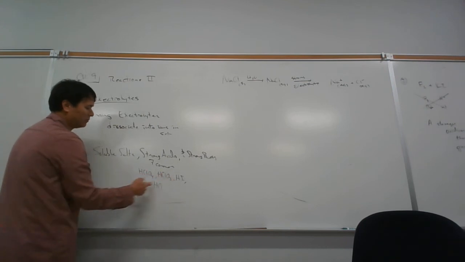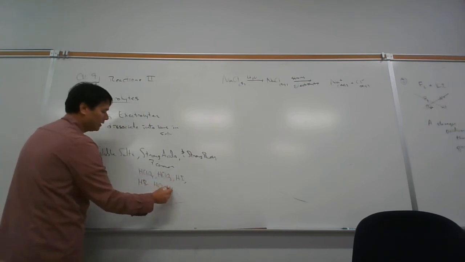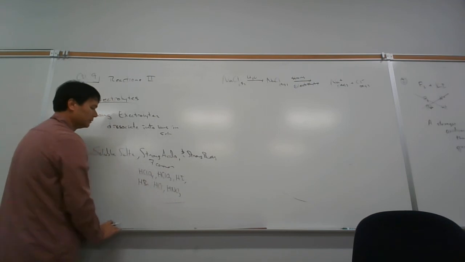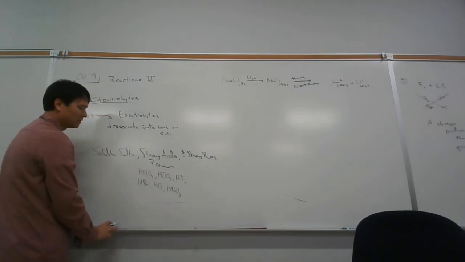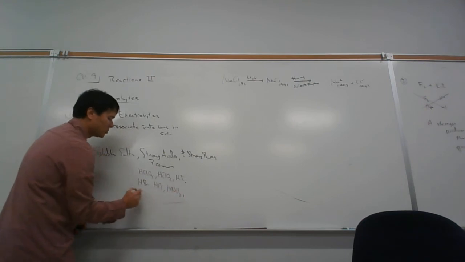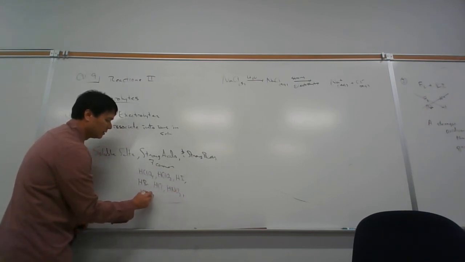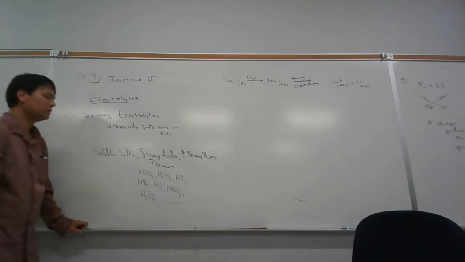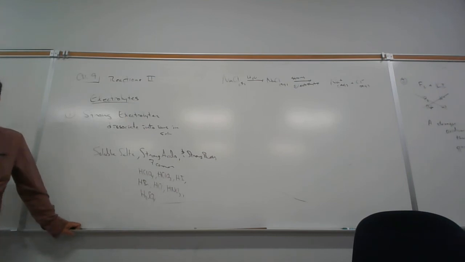How many do I have? 1, 2, 3, 4, 5. HNO3, nitric acid, that's 6. So I'm missing 1, 7. H2SO4, right? What's H2SO4 called? Sulfuric acid. So these are the 7 common strong acids. People memorize them. If you memorize the 7 common strong acids, then you can assume the other acids are weak. So whatever else begins with an H is going to be weak.